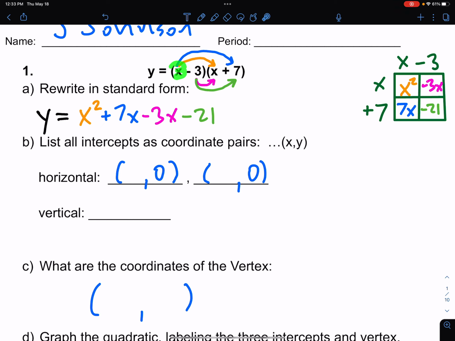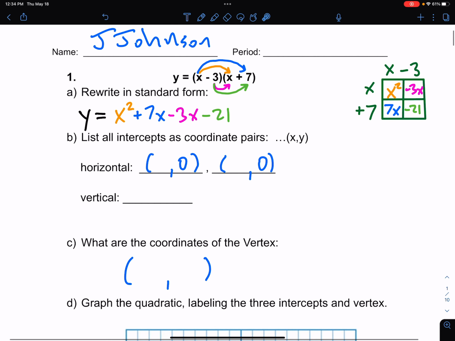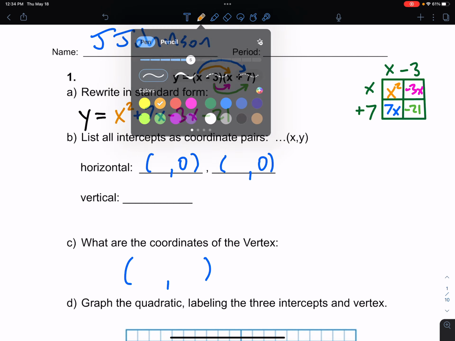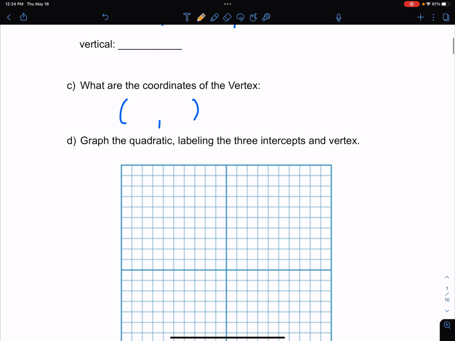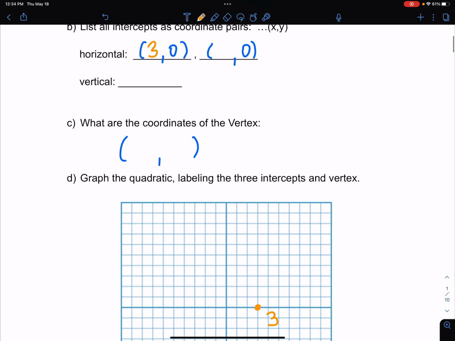So if you make x equal to 3, you're going to get 3 minus 3 on the left and 3 plus 7 on the right. Okay? So 3 plus 7, you're going to have 10 over here. But that doesn't really matter because you got 0 over here. Guess what 10 times 0 is? It's 0. Anything times 0 is 0. Here comes our first horizontal intercept when x equals 3. So I'm going to plot that on my graph down here. When x is 3, y is 0.